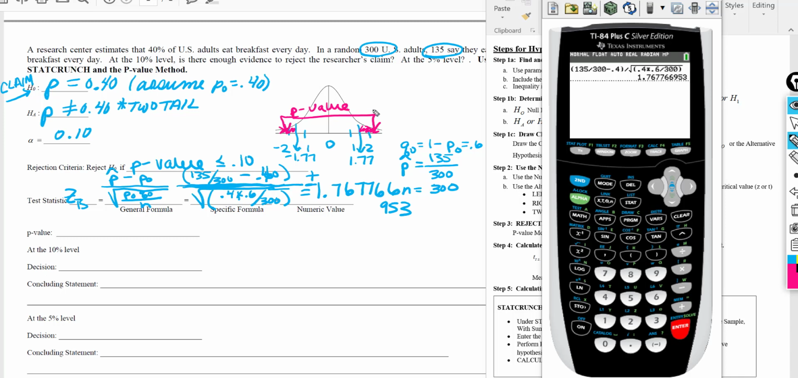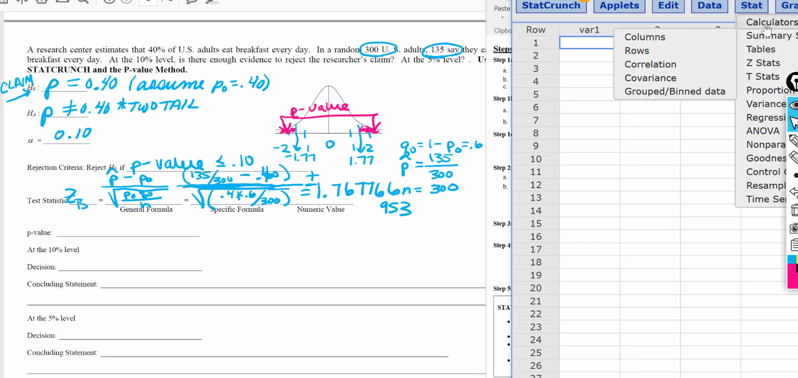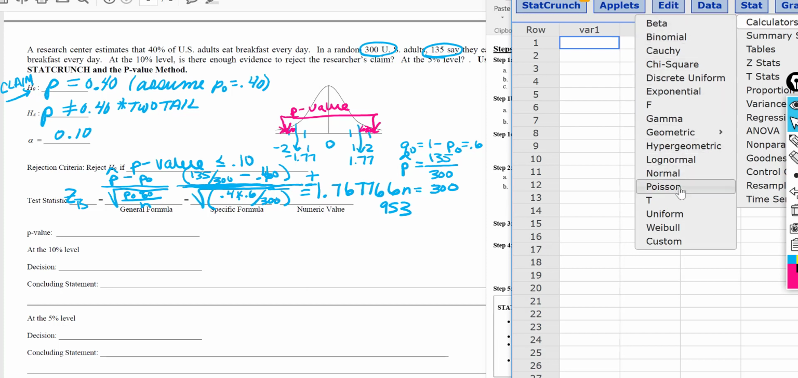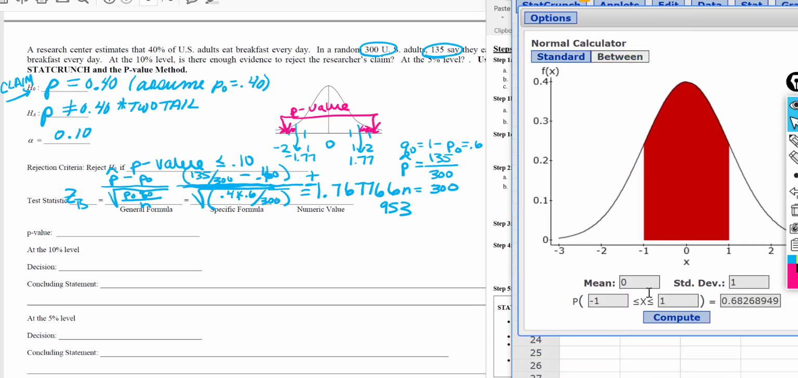We can calculate it out using StatCrunch. So let's go to StatCrunch here. One way we can do it in StatCrunch is, remember, since this is a z distribution, we can use our z calculator. So Stat, Calculators, and our Z, which is our normal distribution. And since this one is two-tailed, we're going to use the between feature. Our mean is 0, standard deviation of 1, and we're going to have to change our values here. Instead of negative 1 and positive 1, we're going to type in our values.